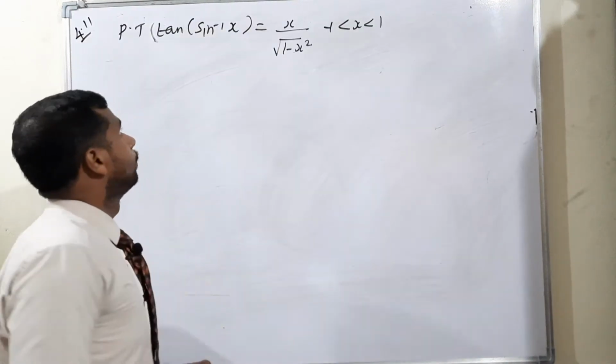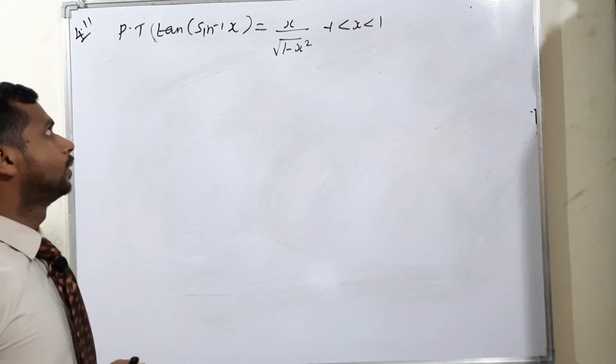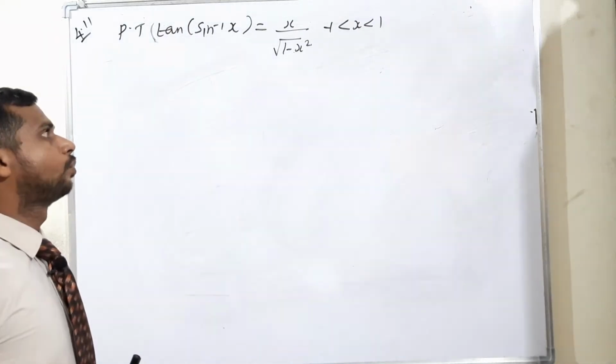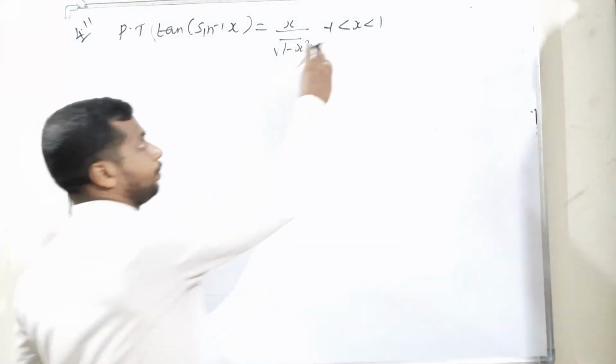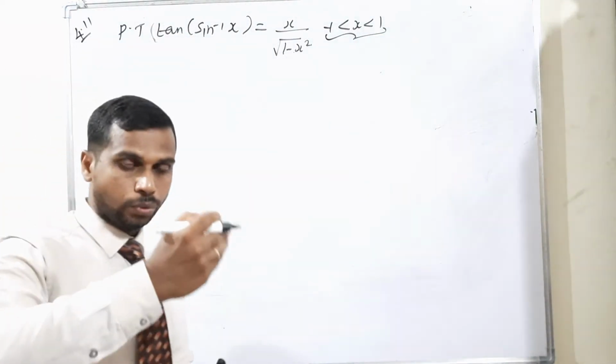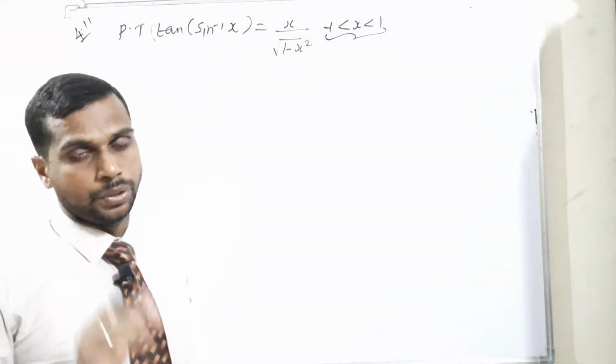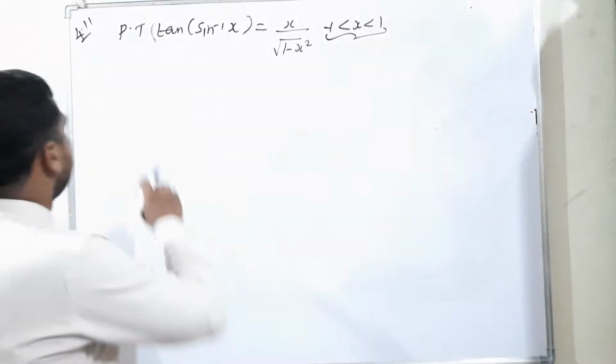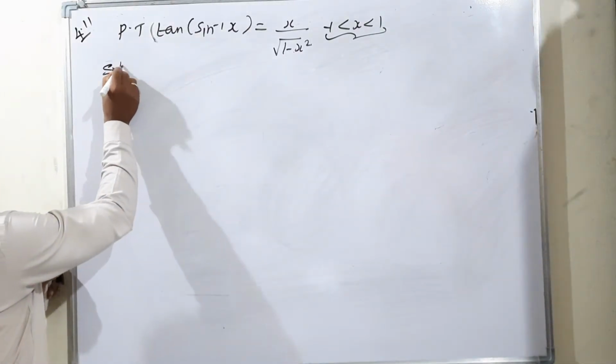Example 4.11: prove that tan of sine inverse x is equal to x by square root of 1 minus x square. In between, this is also one of the important conditions. Minus 1 to 1 means minus 1 to 0 and 0 to positive 1. So, we have 3 conditions, and we will take them one by one.